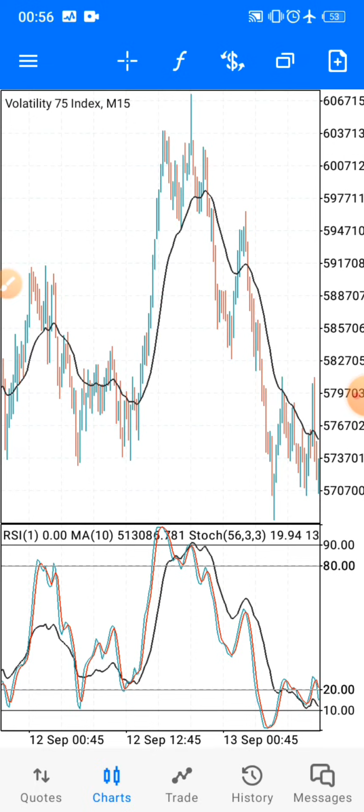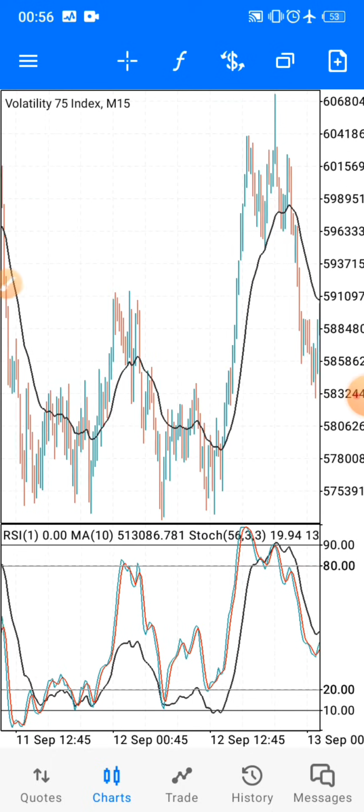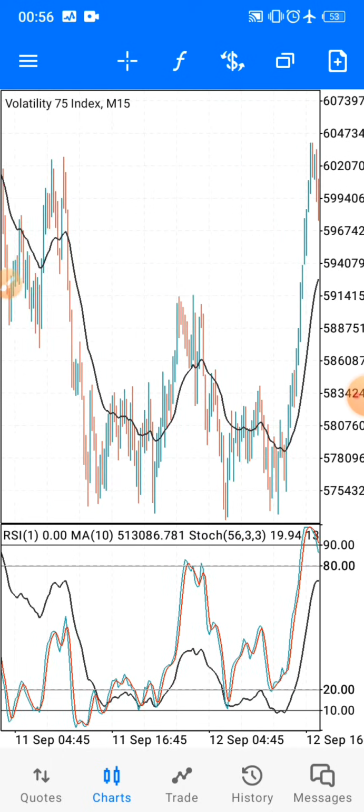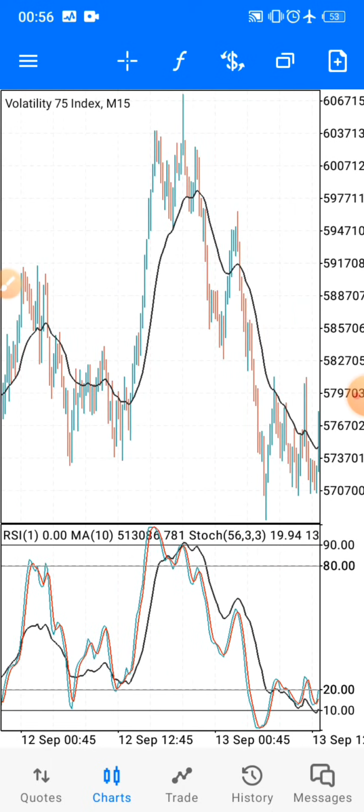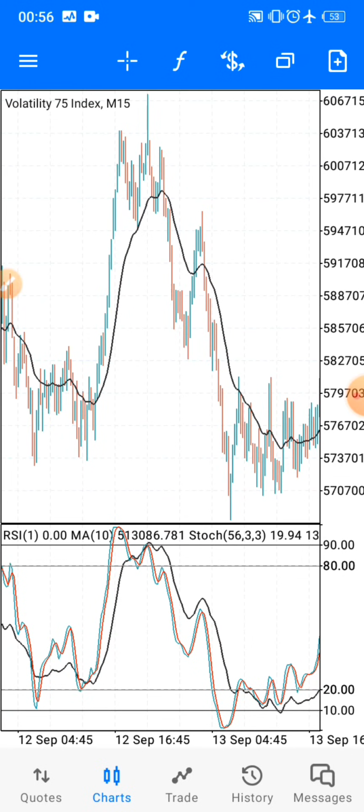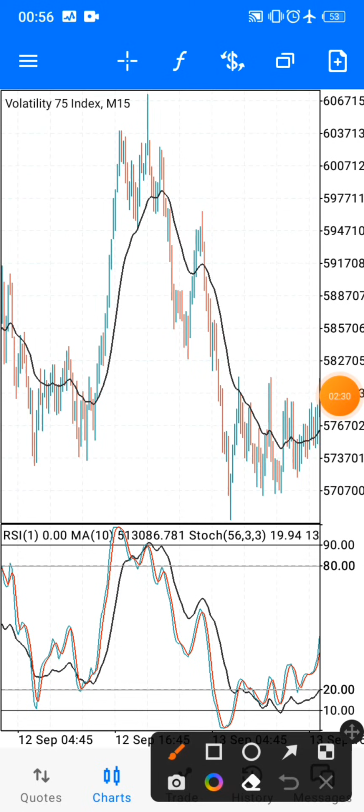The main difference between this strategy on the indices and the one on the boom and crash is that the indices consolidate more before they go into profit, rather than the boom and crash. The trade can go straight into profit there. So the main difference is going to be on our stop loss, where we're going to be increasing it. Okay, so let's start with the conditions.